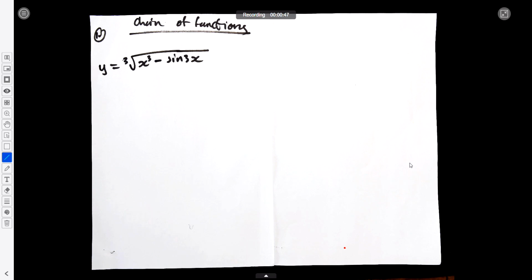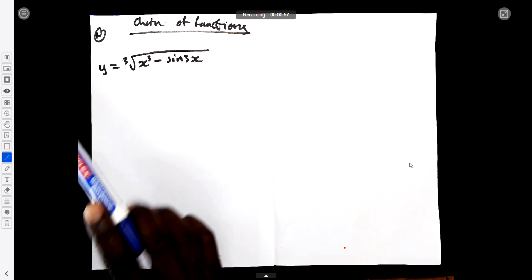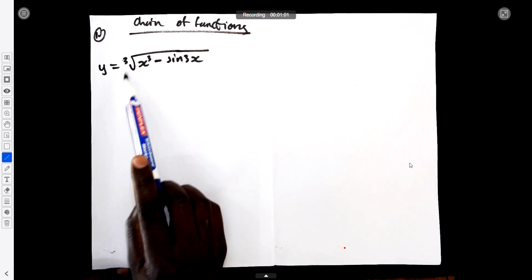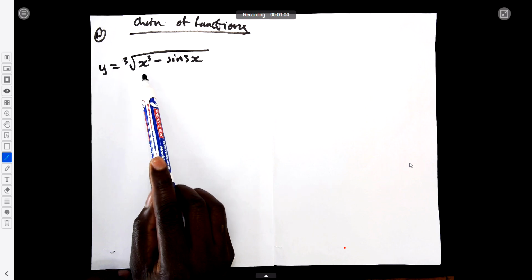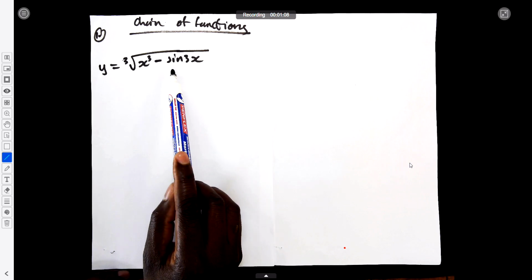Okay, let's look into the following. We have to determine dy over dx of the following. Always, before we even differentiate, we need to inspect the function that we're given. First of all, I see a cube root, which underneath is carrying a difference of functions, the cubic function and a trigonometric function.